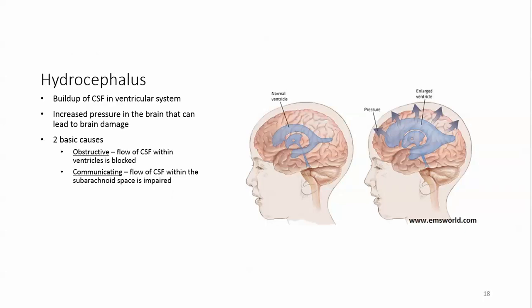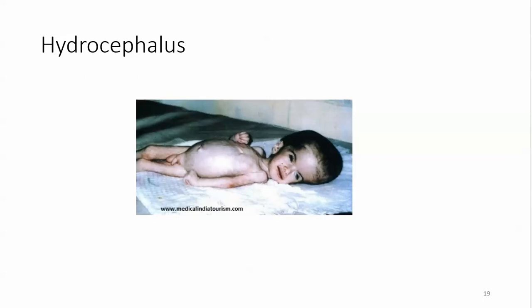Hydrocephalus. This is a buildup of cerebrospinal fluid in the ventricular system. Increased pressure in the brain that can lead to brain damage. There are two types, or two basic causes. They have obstructive, where the flow of cerebrospinal fluid within the ventricles is blocked, or the communicating, where the flow of CSF within the subarachnoid space is impaired. So that's with the ventricles, and remember the spinal fluid is manufactured in these ventricles. So as the ventricles enlarge, so will the head. And here's a picture of a little baby with hydrocephalus.